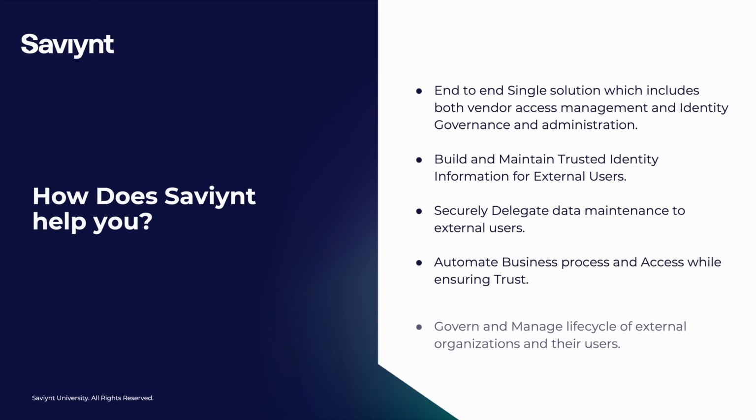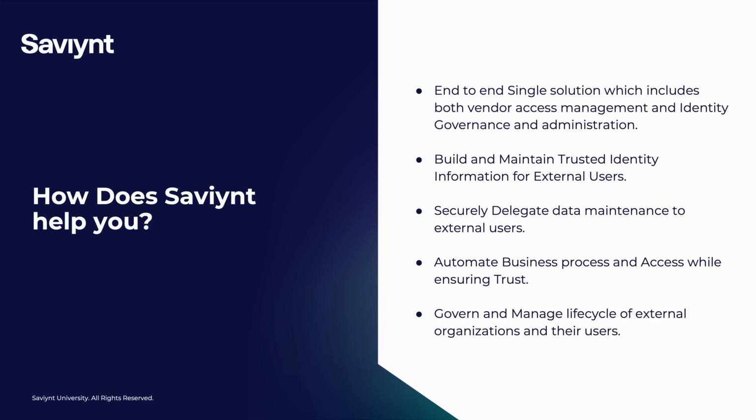Saviynt provides a comprehensive solution for external identity management through a single end-to-end platform. It integrates vendor access management with identity governance and administration to manage the entire lifecycle of external users, from onboarding to offboarding. The platform ensures that trusted identity information is built and maintained, creating a reliable framework.